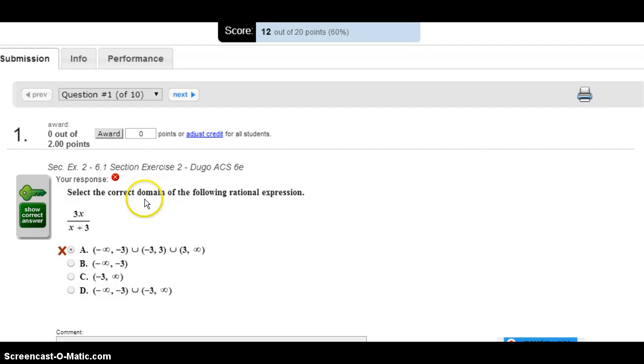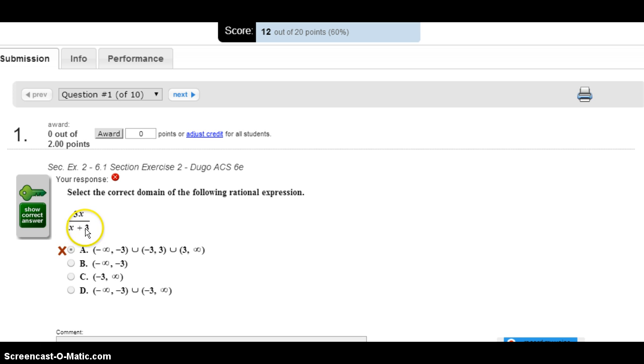The domain is a way of saying what numbers it is possible for x to be. And by default, x could be any number in the whole world. So that's usually the domain. But when you have a fraction like this, there's a special rule that the bottom of a fraction cannot be 0. So in this case, the domain is going to be any number in the whole world except numbers that would make the bottom equal to 0.